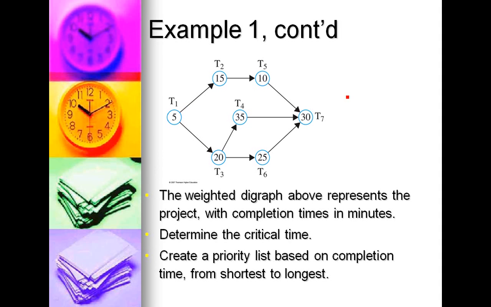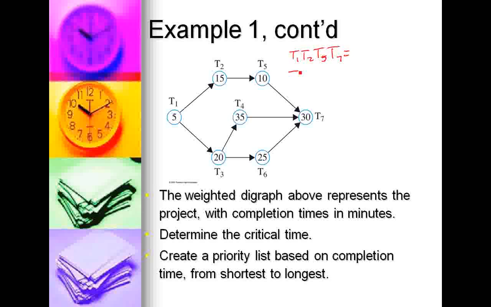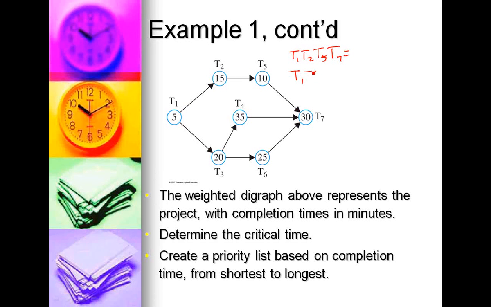So, determining the critical time, we have T1, T2, T5, T7. Then T1, T4, T7. Then T1, oops, I skipped something, T3: T1, T3, T4, T7, and T1, T3, T6, T7. Alright, 3 maximal paths. Start at sources, end at sinks.